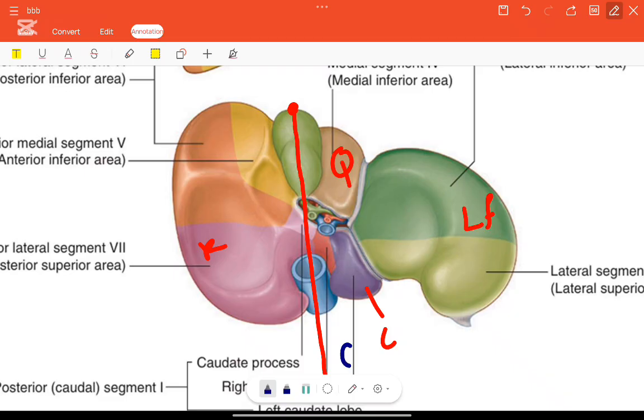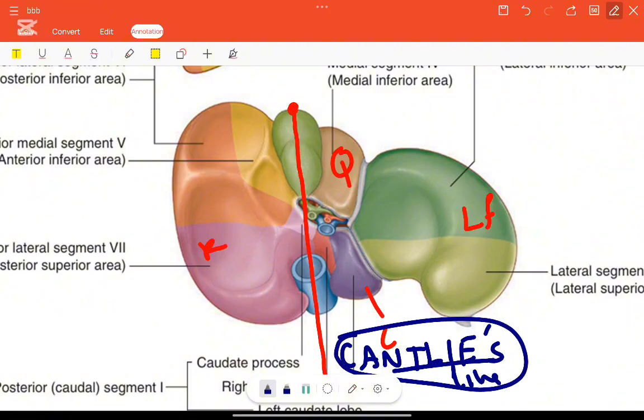Now, this line, which crosses from the fossa of the gallbladder to the middle hepatic vein, we call Cantlie's line. Actually, that's the name of a person. But, well, of course, we know everybody lies. There are white lies and dark lies, or black lies, depending on the purpose of the lie. There are good lies and bad lies. This is one of the good lies. Cantlie's line is a good lie. It's not a lie, it's a reality.